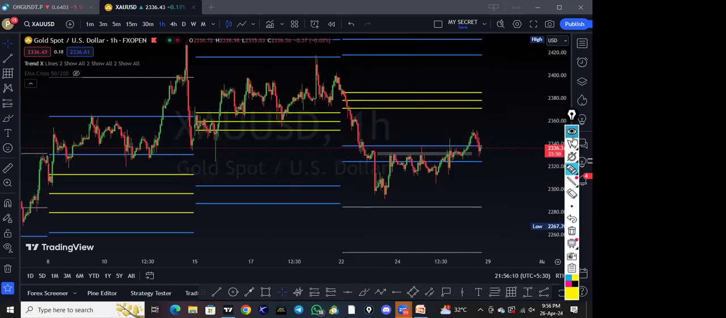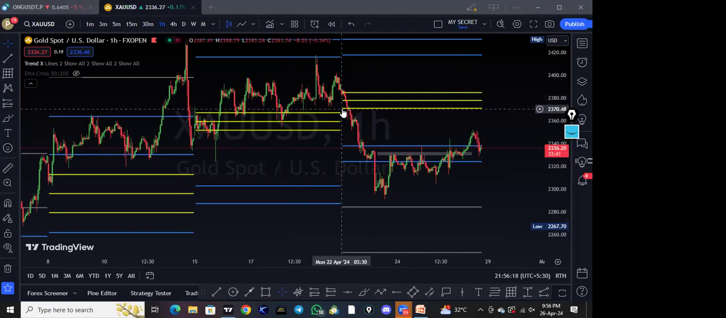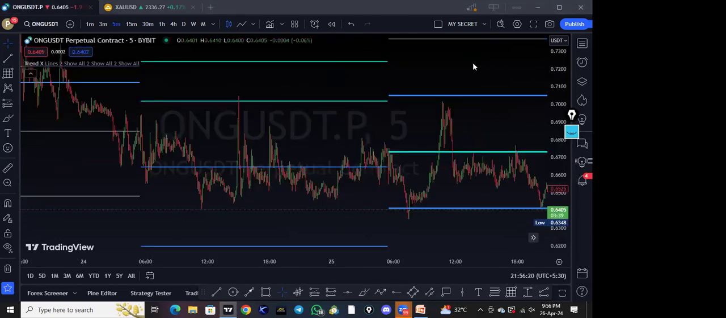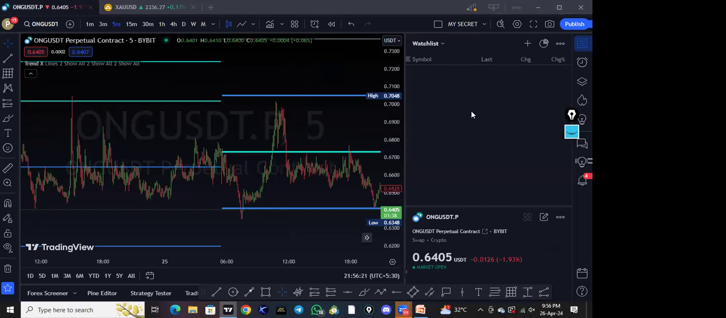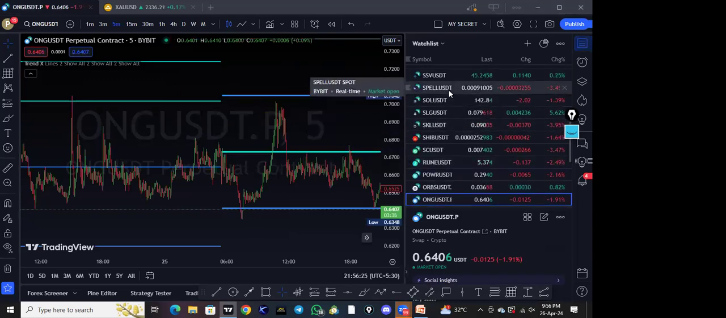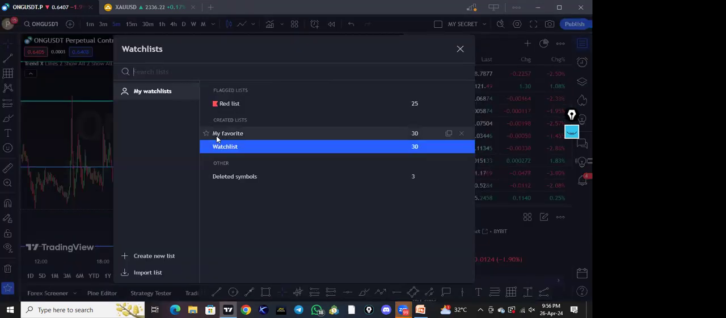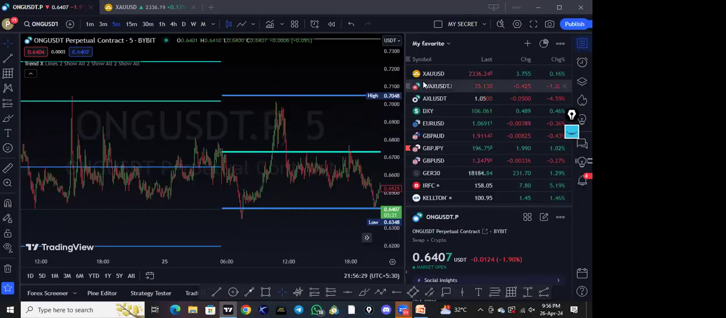If you keep it simple, we have only two rules. Rule number one: if we are below the weekly, every day you should look only for short positions and the daily pivot. That's it. Don't get confused and don't look at too many coins.